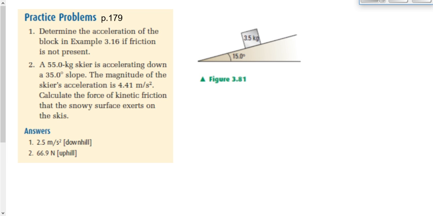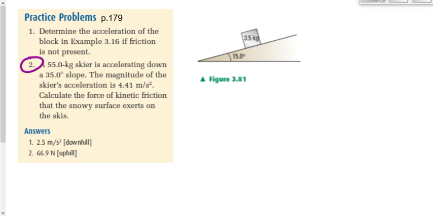Okay, let's take a look at number 2 then. It says a 55 kilogram skier is accelerating down a 35-degree slope. The acceleration is 4.41. This is a good question to go over because we're asked for a different variable than we're usually asked to find, right? Usually it's what is the acceleration? This one gives the acceleration. What's the force of kinetic friction?